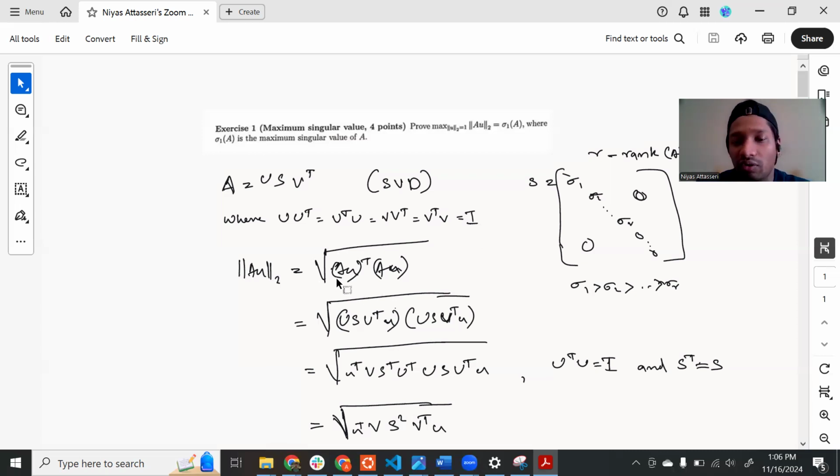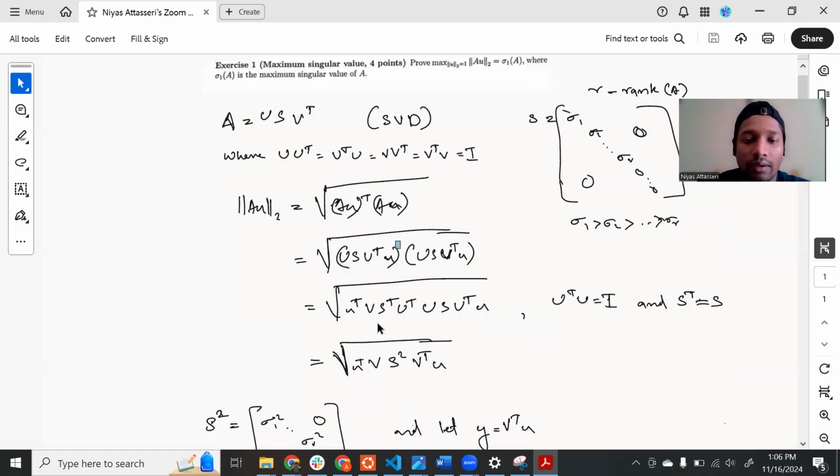It can be written as the root of (Au) transpose Au, and then I'm substituting A with U S V transpose. There's a transpose missing here, so it should be a transpose. Then when you take that, you get u transpose V S transpose U transpose U S V transpose u.